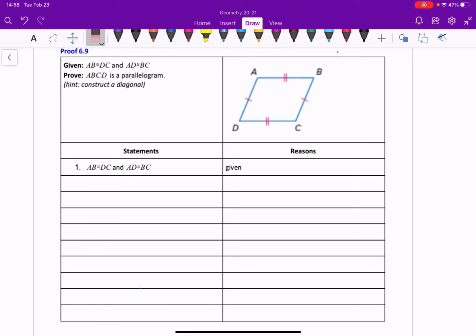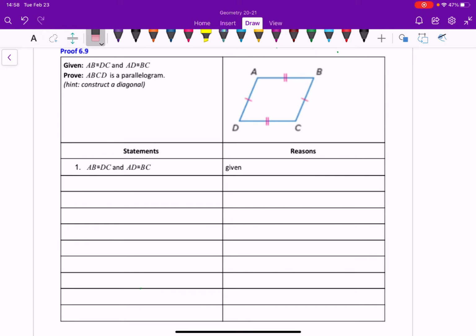Okay, so we're given that AB is congruent to DC and AD is congruent to BC, and we want to prove that ABCD is a parallelogram. One thing I always recommend is writing the first and last lines of your proof, and then trying to fill in the details.